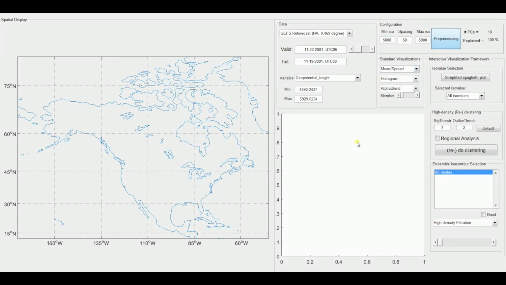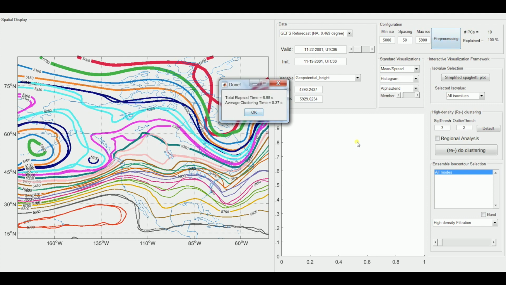We start with the preprocessing, which computes the signed distance transforms and the high-density clusterings for the ensemble isocontours of all isovalues. This can be done offline, but we include it here to give a sense of the performance of the whole system. The simplified spaghetti plot shown on the left renders the representative isocontours from each isovalue and provides an overview of the positional variability of isocontours across multiple isovalues.